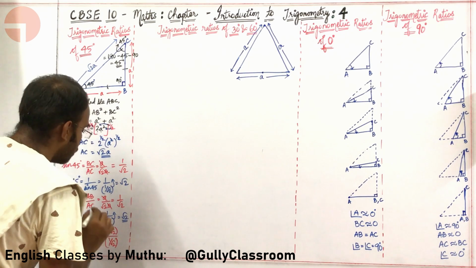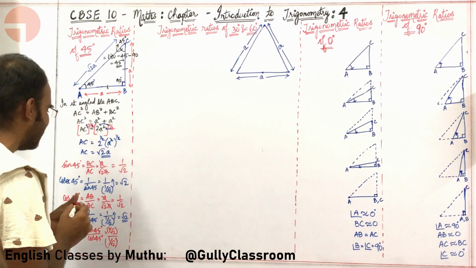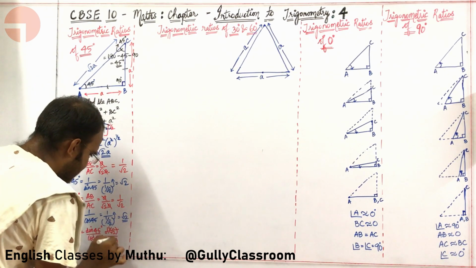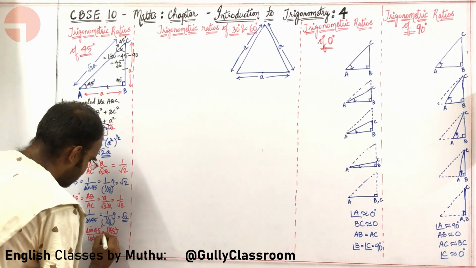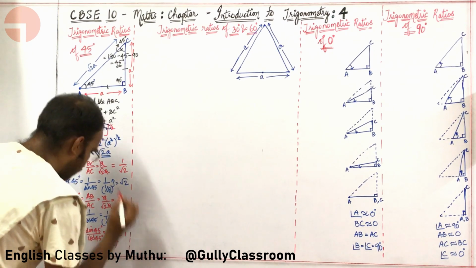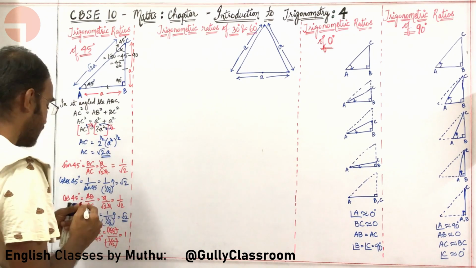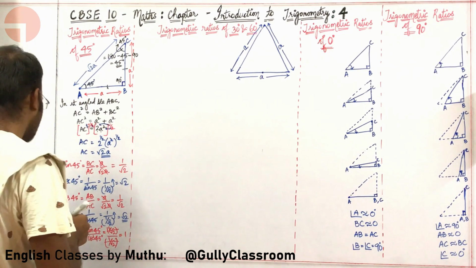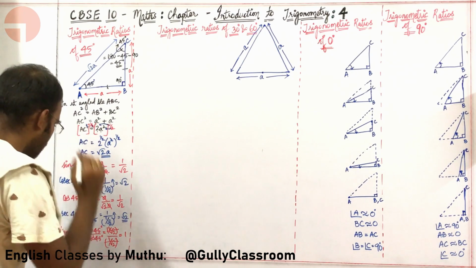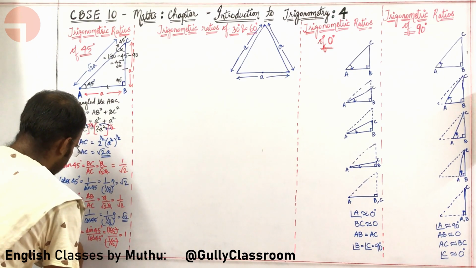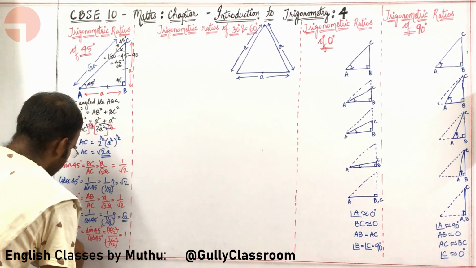So 1 by root 2 and 1 by root 2 can be simply cancelled. This entire thing and this entire thing will be cancelled, and we will get 1. So tan 45 is nothing but 1. What is the reciprocal of tan 45? The reciprocal of tan 45 is nothing but cot 45.